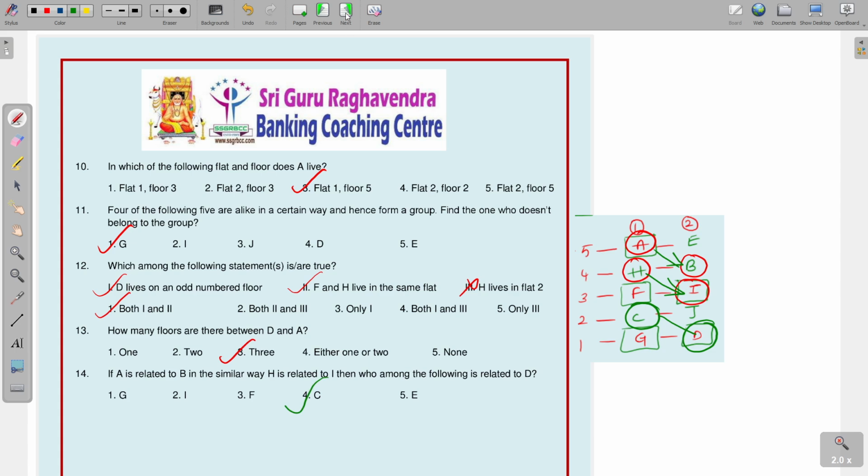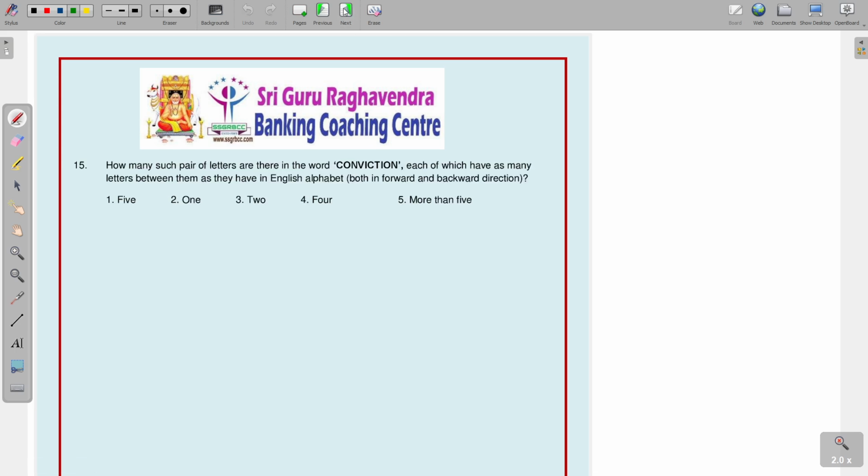Okay. Next, how many such pairs of letters are there in the word convenience, conviction, each word having as many letters between them in the English alphabetical series, in both backward and forward directions? So starting from C, C, D, E, F, G, H, I, J, K, L, O, P, Q, R, S, T.